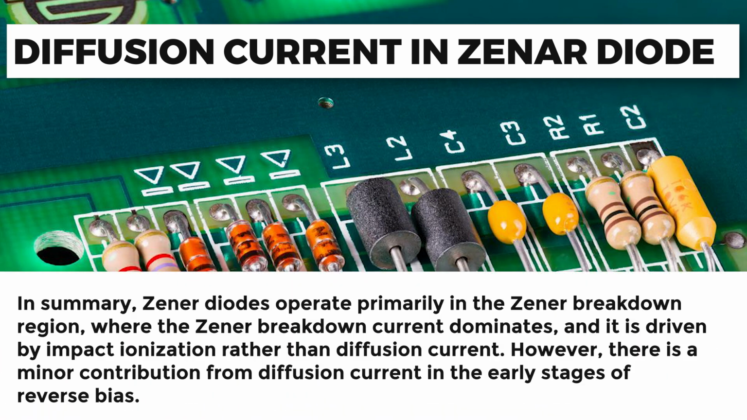Zener diodes operate mostly in the Zener breakdown region, where the Zener breakdown current dominates and is driven by impact ionization rather than diffusion current. However, there is a minor contribution from the diffusion current in the early stage of reverse bias.